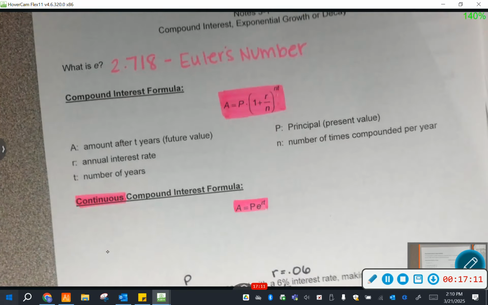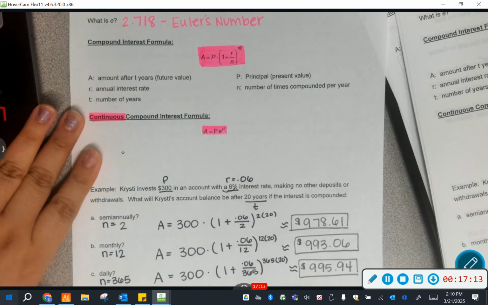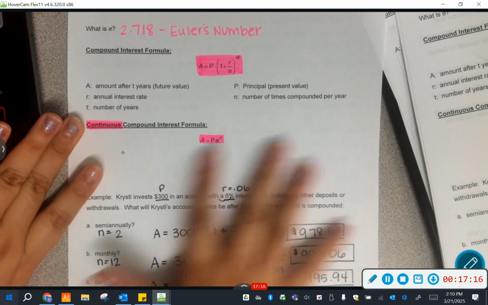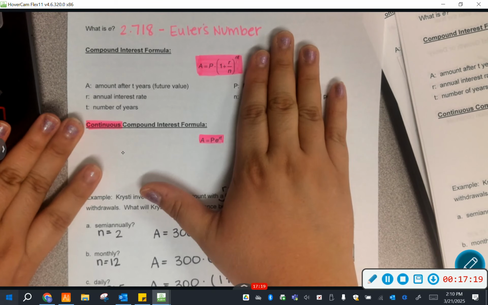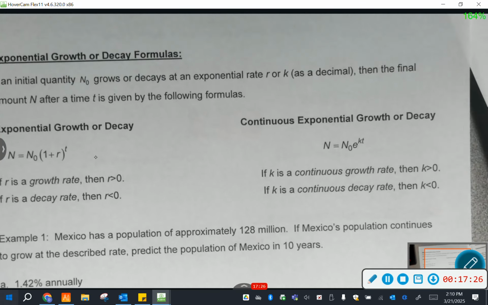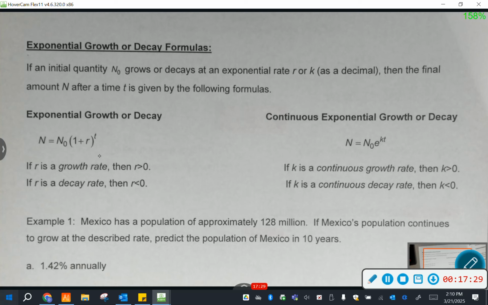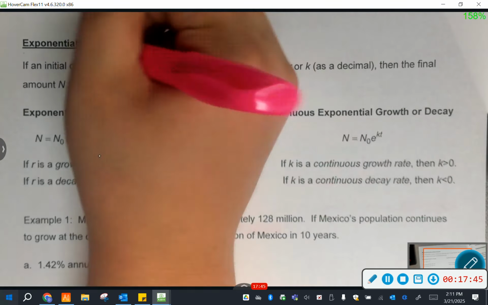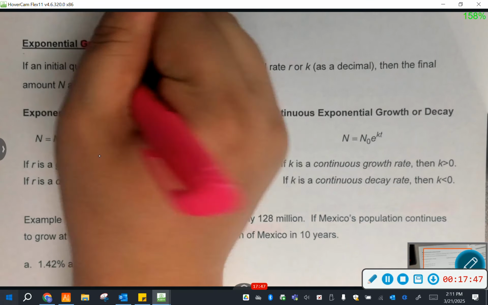Now, let me talk about real quick. This is all about money. These formulas right here have to do with money, bank accounts, savings accounts specifically. This does not have to do with credit cards or anything like that. Now, if you turn over, the back has to do with quantities. You're going to see this is a lot about population and different things like that. This still involves growth and decay, but it's not necessarily money.